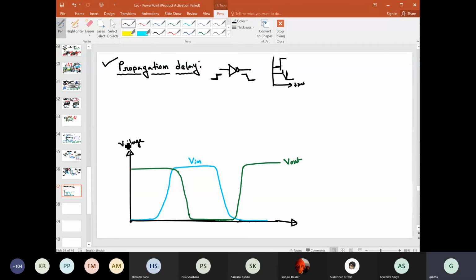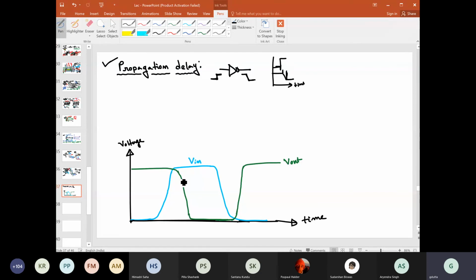Suppose we are now plotting voltage versus time, the waveform of the input signal and output signal. Suppose this cyan color represents the input signal to this inverter, and this green one represents the output signal. So it is expected that when the input is low, the output is high. When the input becomes high, the output is expected to be low. So this is basically the inverter.